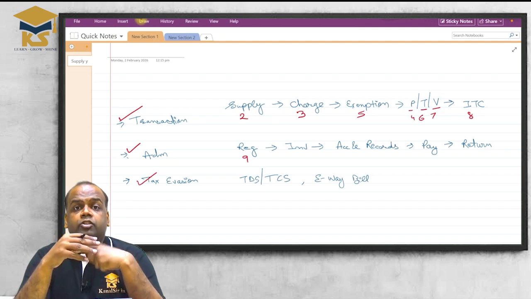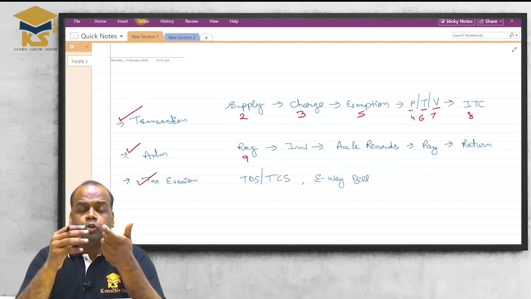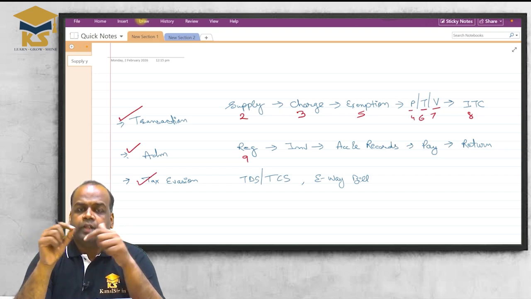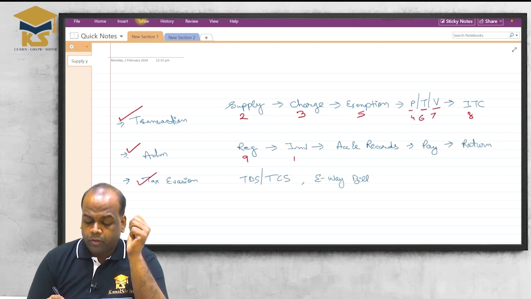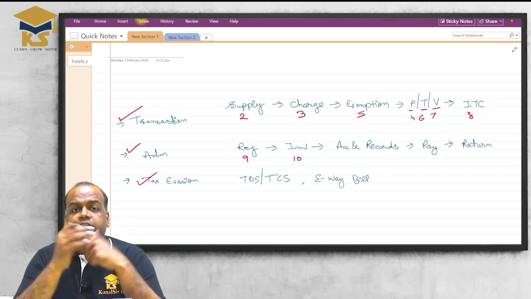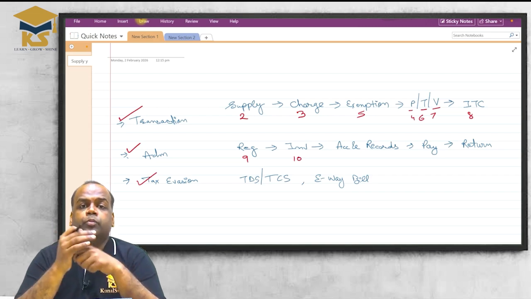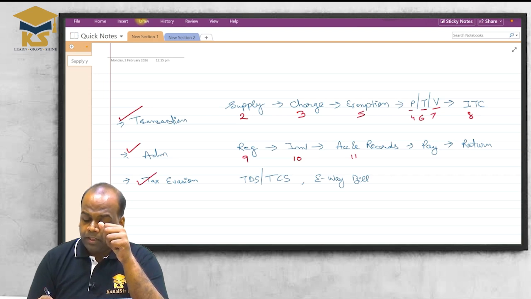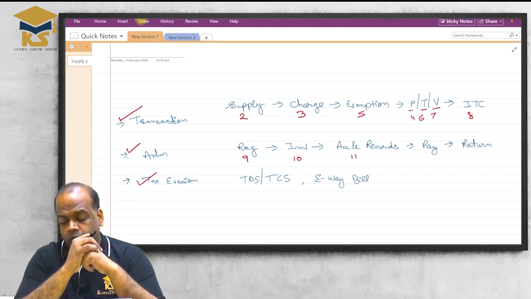Now once I am registered in GST, I have to issue a document in which I will mention what are the taxable value, what is the GST amount and all the things. That is called an invoice. So the next chapter covers invoice. Now once the invoice is issued, for how much time it has to be retained, how to record it, then we have chapter number 11, that is accounts and records.